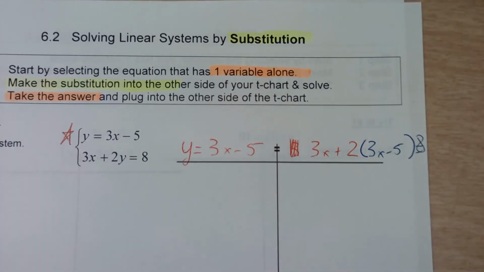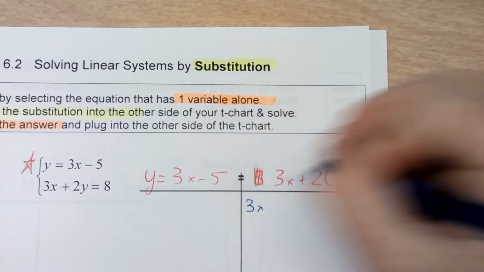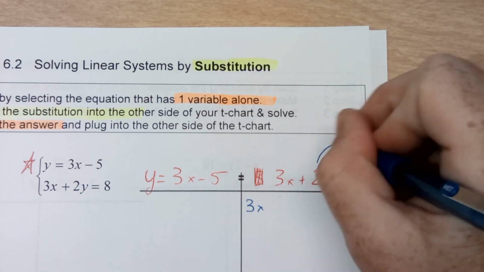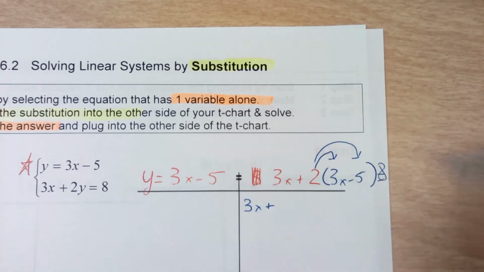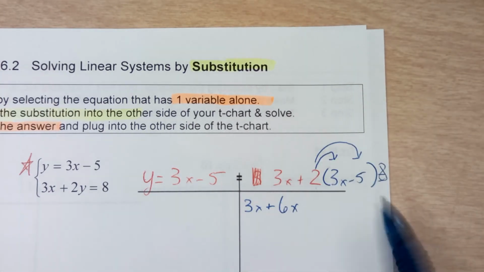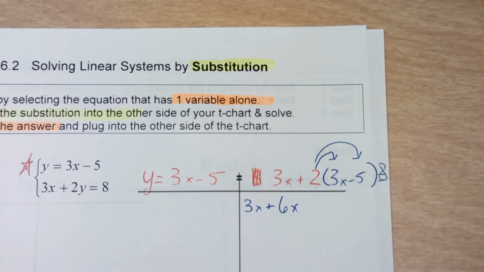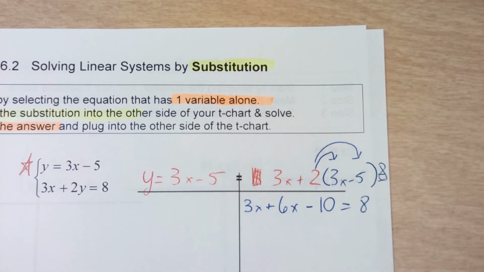So now I simply solve this equation. I'm going to bring down my 3x. Then I'm going to do my distributive property, so 2 times 3x and 2 times negative 5. So I do 3x plus 2 times 3x is 6x. And 2 times negative 5, a positive times a negative, gives a negative, is minus 10. And we set that equal to 8.